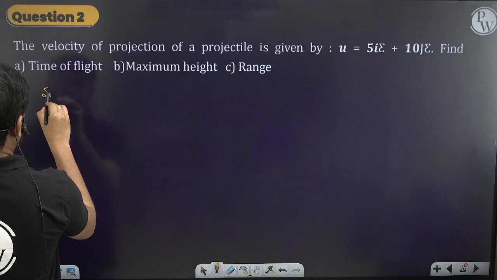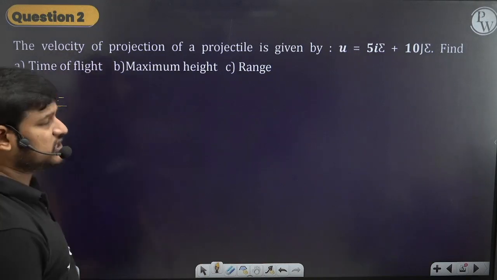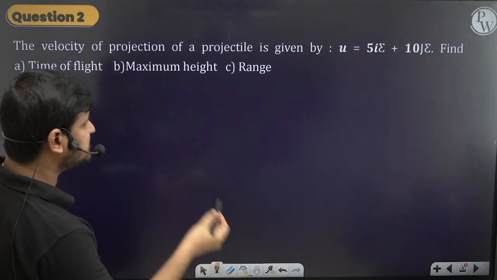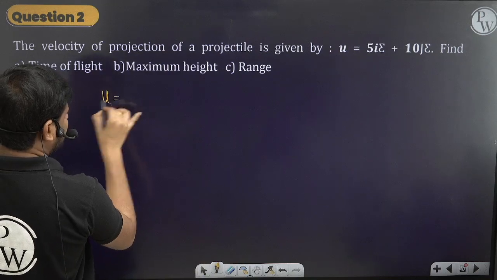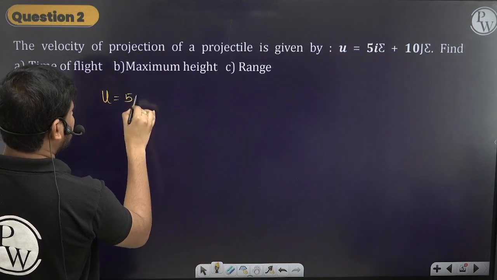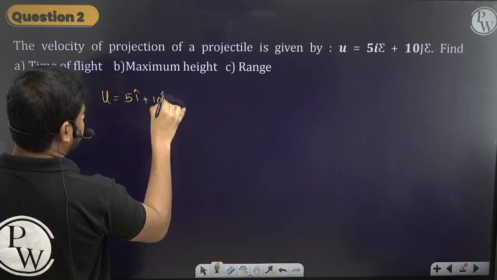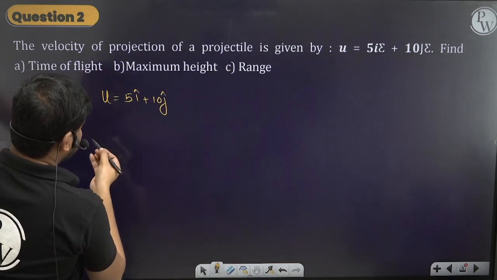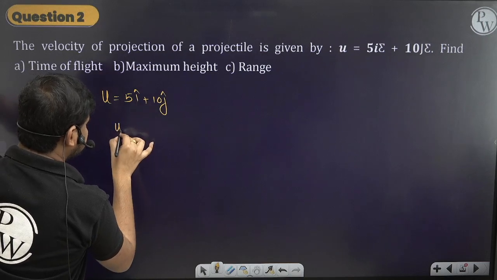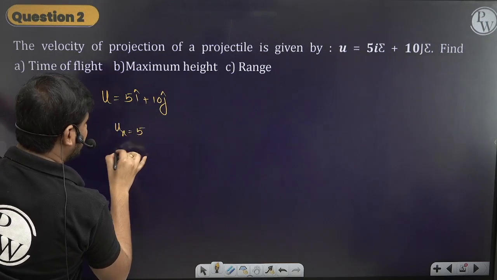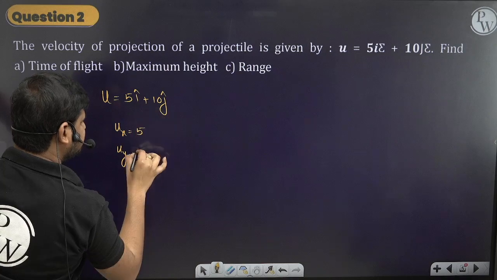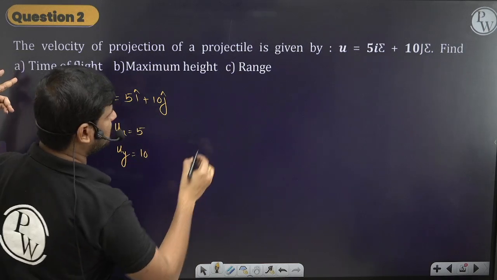Again, this question also I gave as homework in the last session, right? What does the question say? The initial velocity u is given as 5 i cap plus 10 j cap. If it is the velocity, then the x component of the velocity is 5, and the y component of the velocity is simply 10. Now you can find the answers.